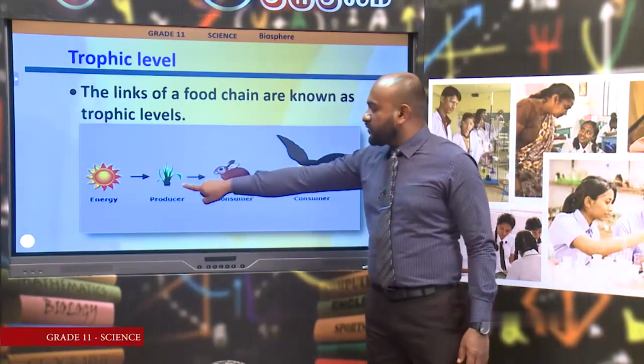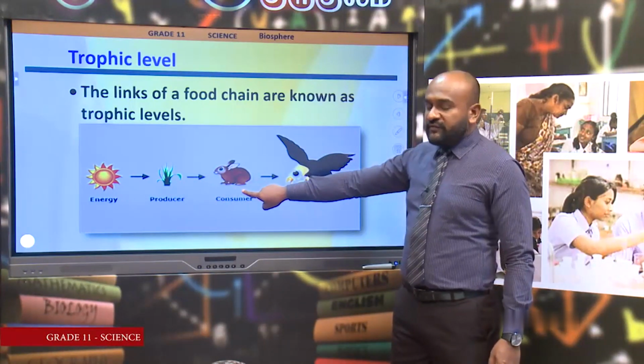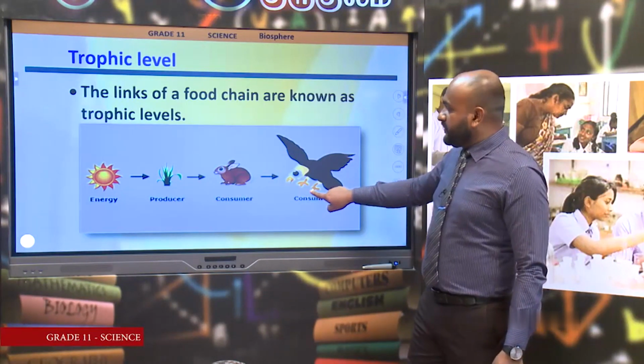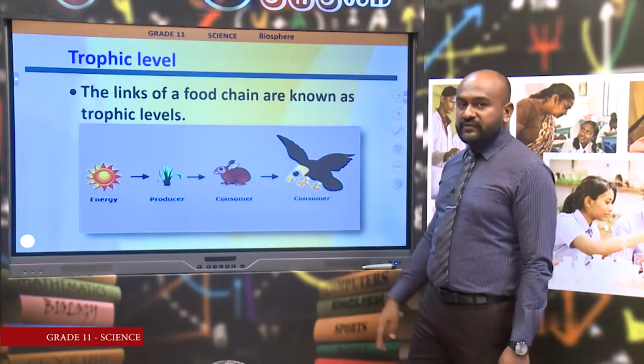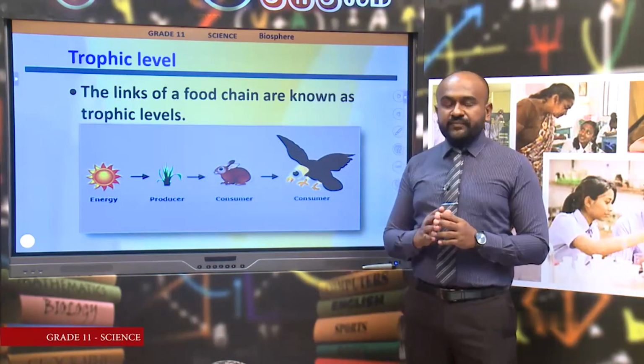This plant belongs to the first trophic level, the rabbit belongs to the second trophic level, and this eagle belongs to the third trophic level. So, then there are 3 trophic levels or 3 links. Okay, so, that is about food chains.